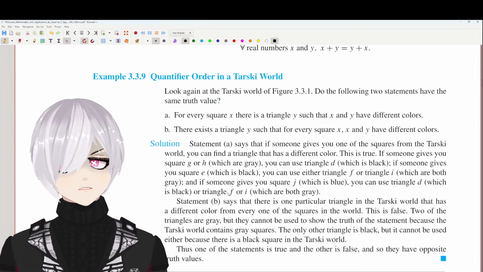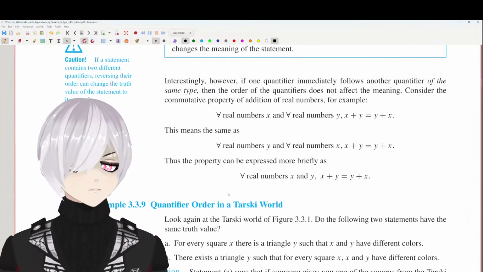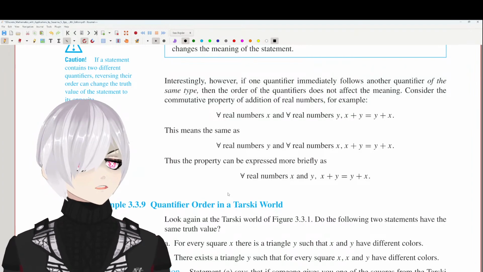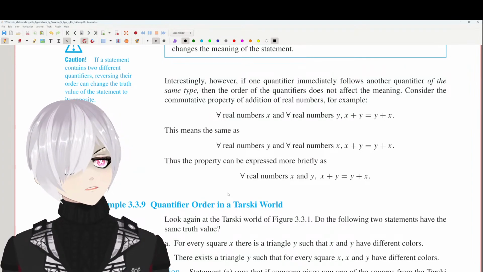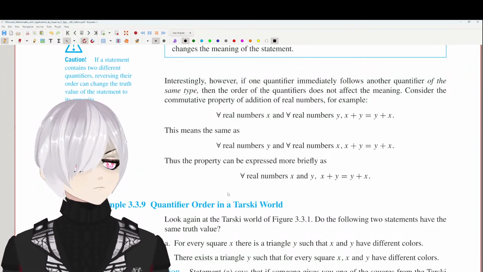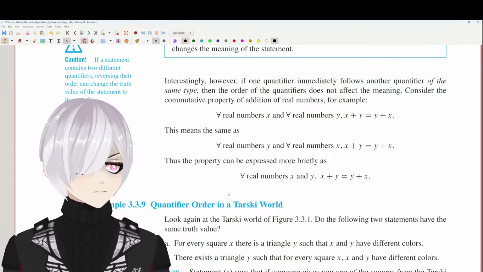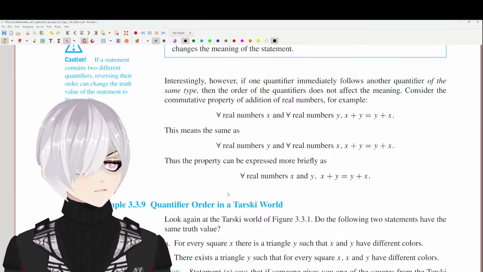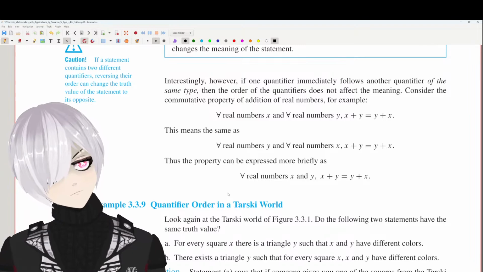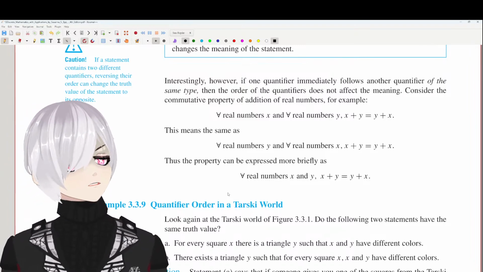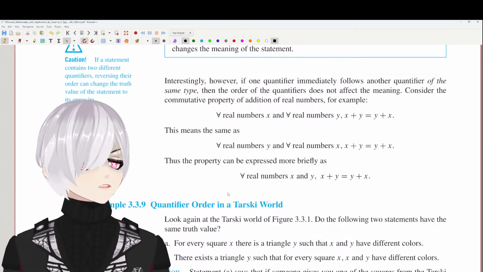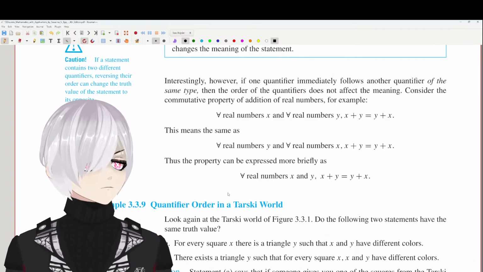Let's see here. Quantifier order in a Tarski world. Look again at the Tarski world of figure 3.3.1. Do the following two statements have the same truth value? For every square x, there is a triangle y such that x and y have different colors. There exists a triangle y such that for every square x, x and y have different colors.